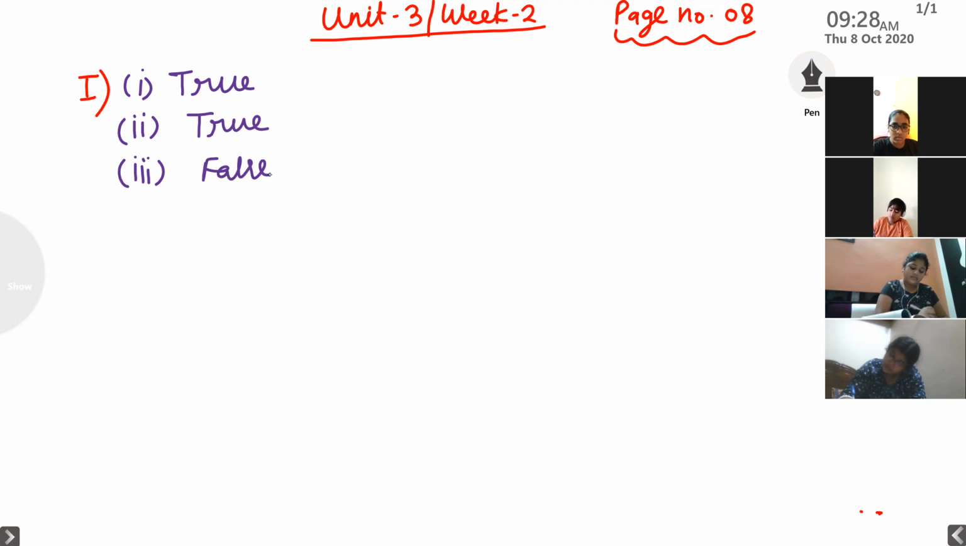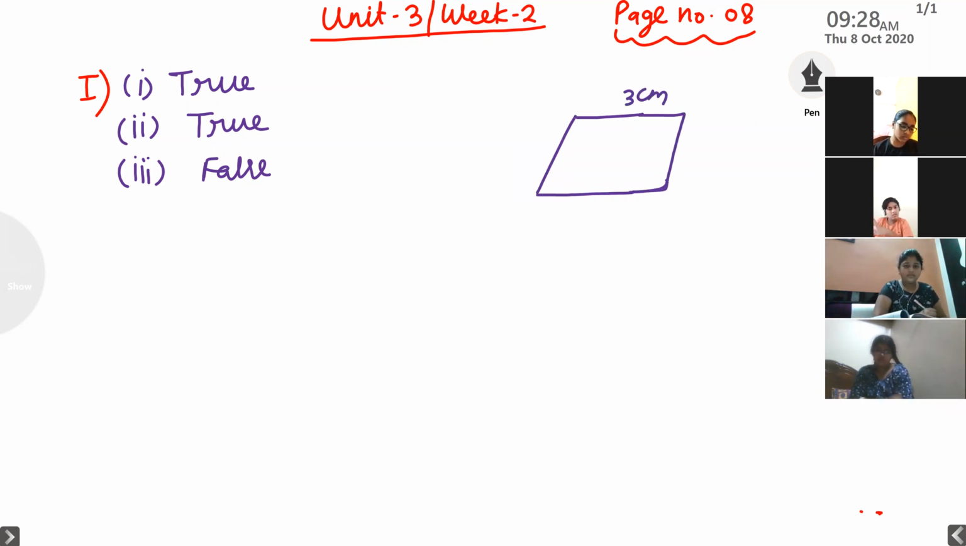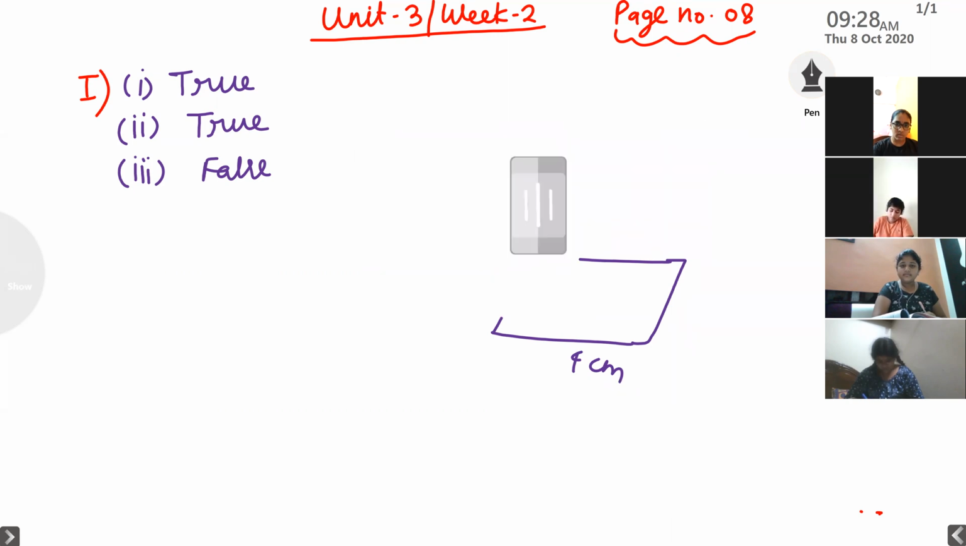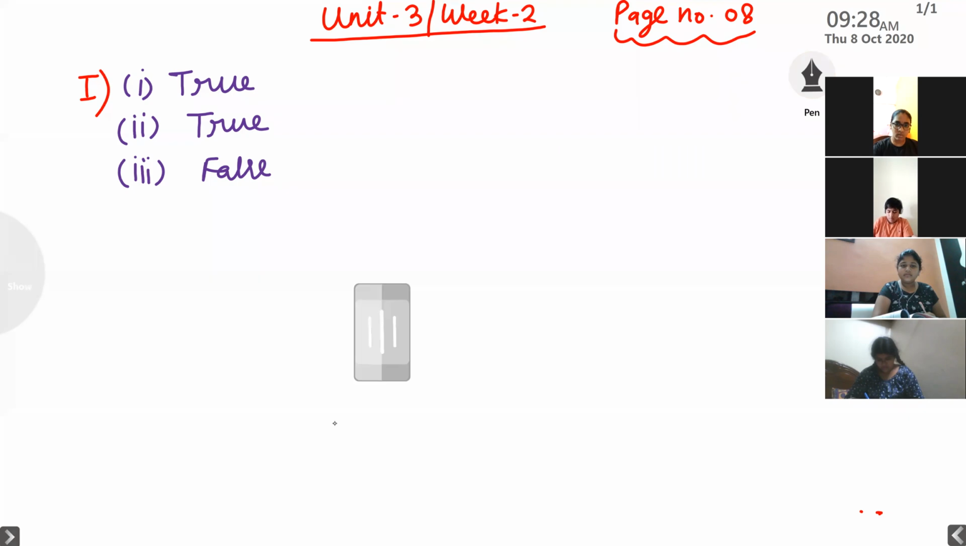Why false, students? Suppose I want to draw one parallelogram, this opposite side is 3 centimeter. Again, one more parallelogram I want to draw, side is 4 centimeter. There is no uniqueness. Parallelogram is only parallelogram. There is no special figure coming. Same parallelogram figure is coming. That's why answer is false. Unique means that is completely different. We can't say this is extraordinary.